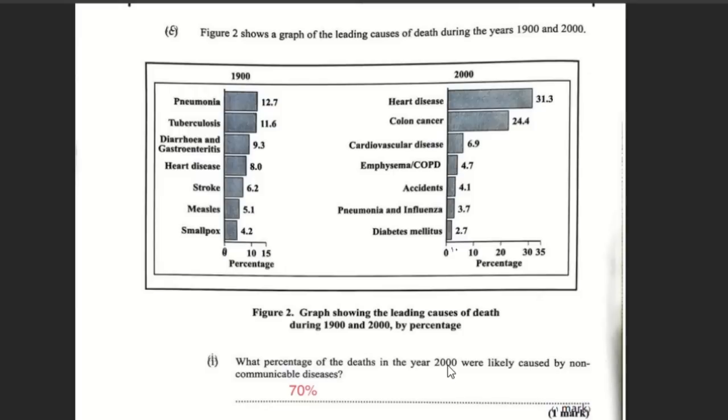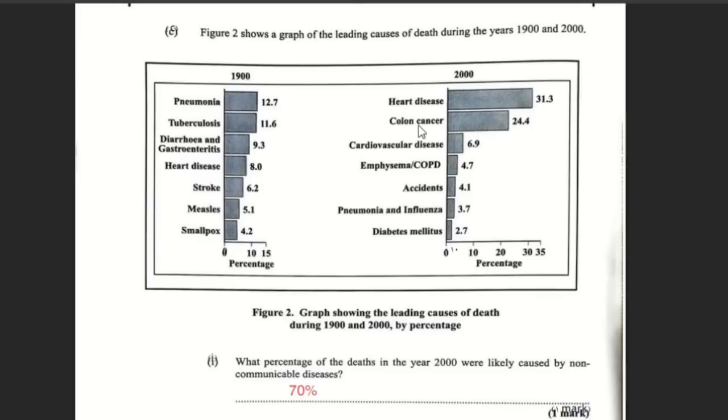So first, what is a non-communicable disease? Basically it's a disease that cannot be passed on. For example, if you touch somebody, they cannot just get it, right? So that is what they're asking, what percentage were caused by non-communicable diseases. The first one up here is heart disease, right? If I touch somebody, they cannot just get heart disease because I have it, so that's non-communicable.